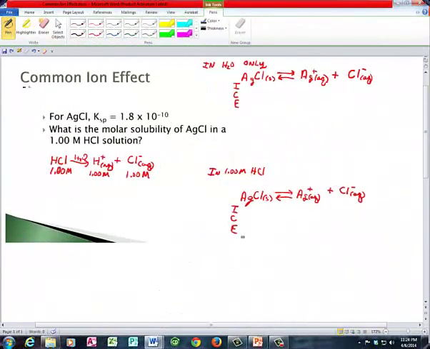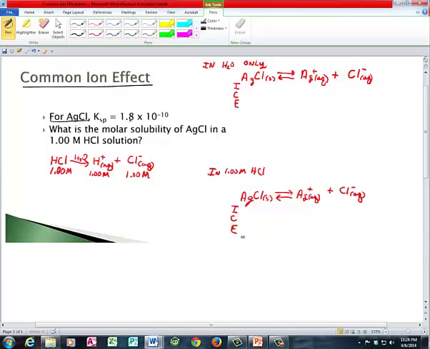Now let's talk about the common ion effect with respect to sparingly soluble salts. You may remember that we talked about the common ion effect last time when we were talking about buffers. Well, now we're going to talk about it with respect to the solubility of insoluble, or what we call sparingly soluble salts. So for our purposes, we're going to select a sparingly soluble salt, which is silver chloride.